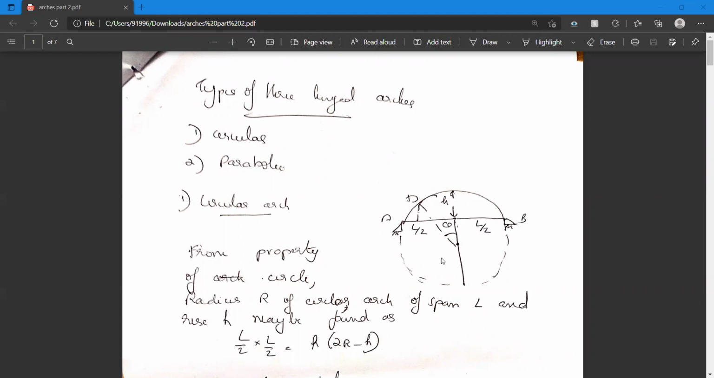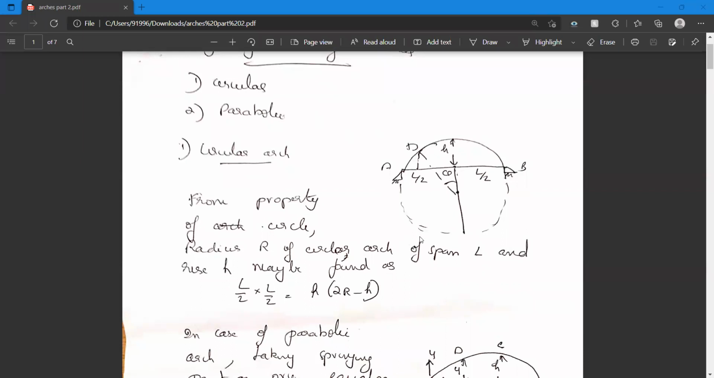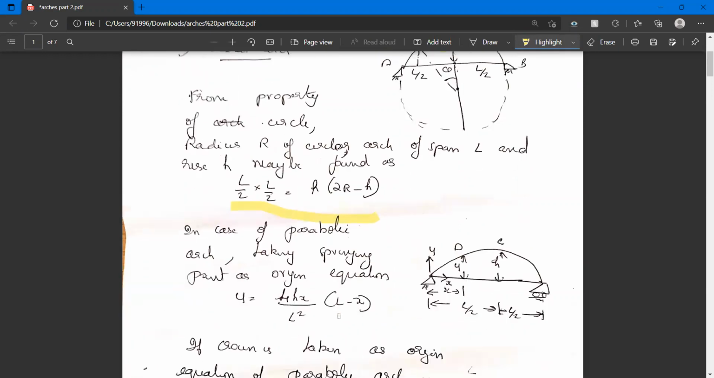In the given figure, you can see a circular arch. A circular arch is a part of a circle. R is the radius of the circle, L is the span of the arch. Then from the property of circles, we can write L/2 into L/2 is equal to h into (2r minus h), where h is the rise of the arch.